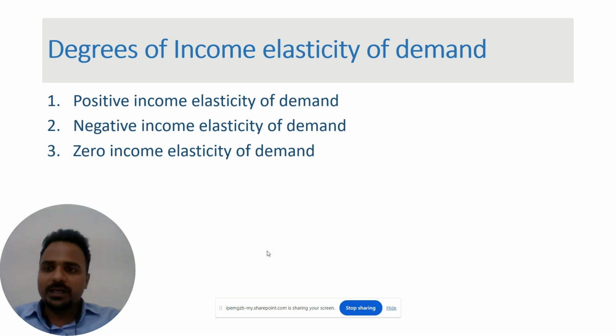In price elasticity of demand, we discussed the 5 degrees of elasticity: 0, less than 1, equal to 1, more than 1, and infinity. In income elasticity of demand, we have 3 degrees. One is positive income elasticity, second is negative income elasticity, and third is zero income elasticity of demand. So we have 3 degrees of income elasticity of demand. We will go through them one by one. First is positive income elasticity.